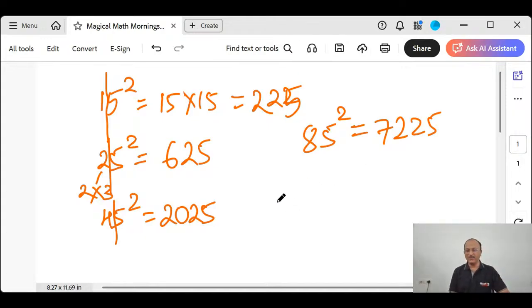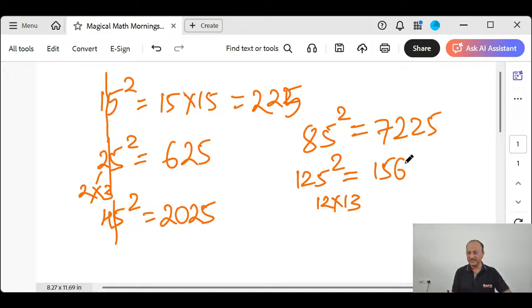Very good. Now let's try a bigger number like 125 square. What we do? 12 into 13. 12 into 13 is 156, followed by 25. Suppose you want to find 115 square. What we do? 11 into 12 we think in mind. 11 into 12 is very easy. Anything multiplied by 11, you just add the digits and insert the sum in between. The same trick we are going to use. 11 into 12 is 132, followed by 25. That means 13,225. Isn't it a very easy trick?